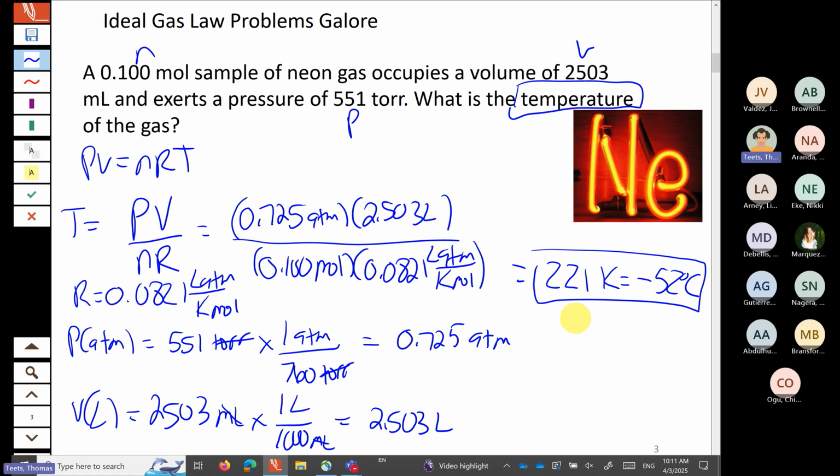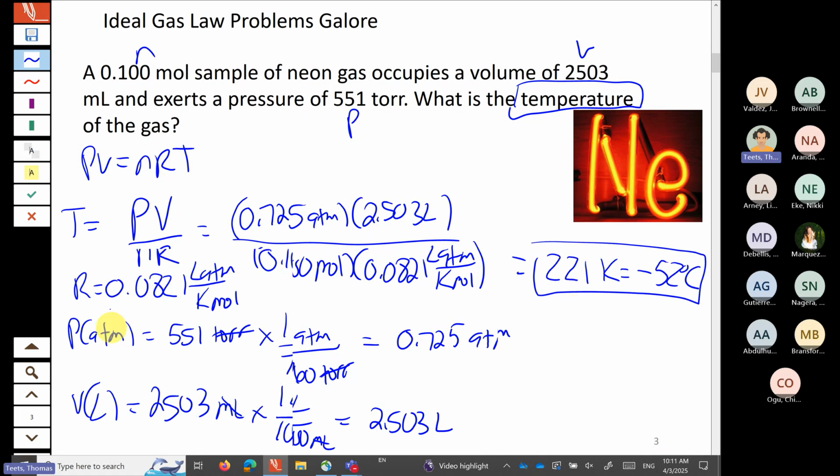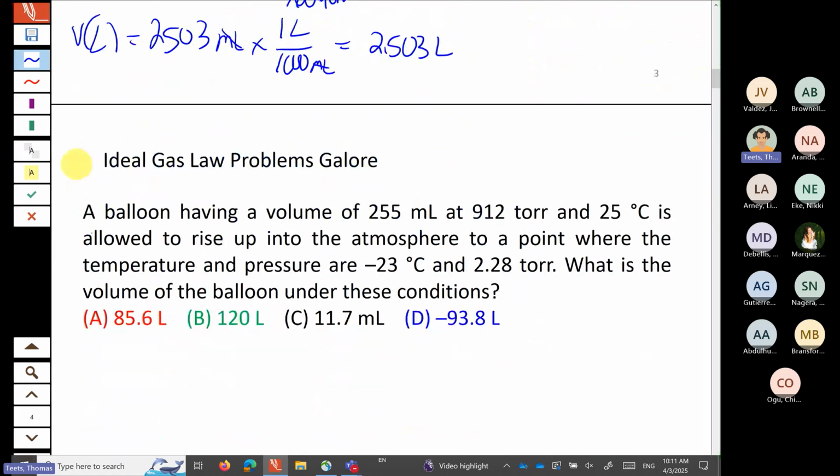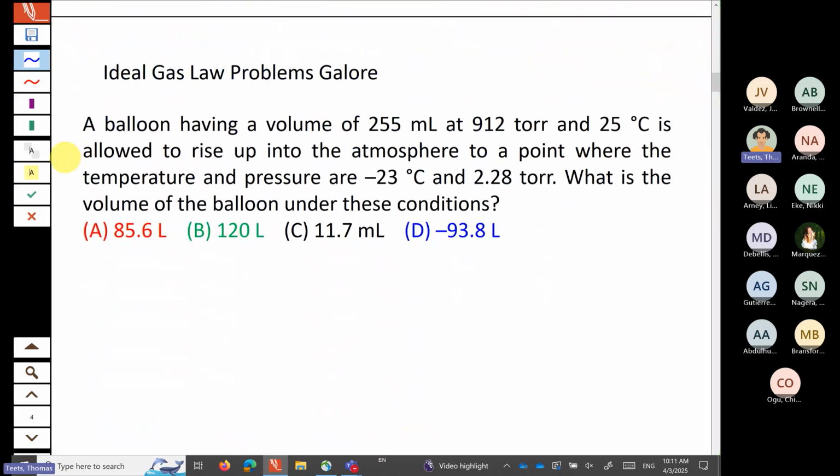All right, so that's one variation of the type of problem you could do with PV equals nRT. The much more common ones are going to be ones like this, where we have the properties of a gas changing, and we're trying to figure out what happens to one of the other parameters. So let's say we have a balloon that has a volume of 255 milliliters, 912 torr, and 25 Celsius, and then we let it float up into the atmosphere to a point where the temperature and pressure are minus 23 Celsius and 2.28 torr. What is the volume of the balloon under these conditions?